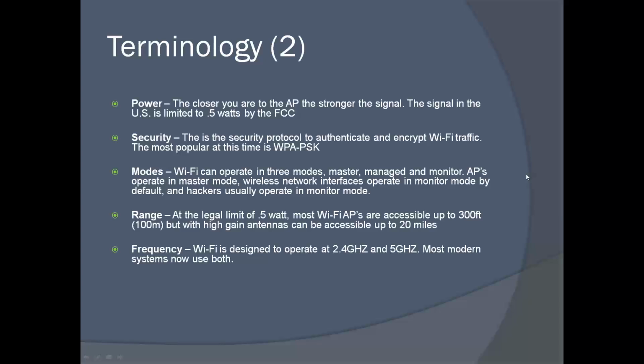More terminology, power. The closer you are to the AP, the stronger the signal. That makes sense, right? The signal in the US is limited to half a watt by the FCC. And once again, depending on what country you're in, it may be more or less than this. Generally, it's going to be about half a watt. That's what the US limits, and your country may limit as well to half a watt.